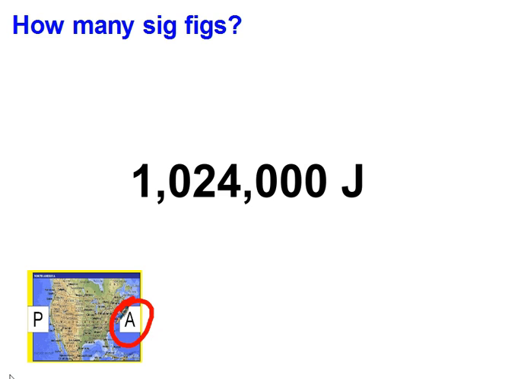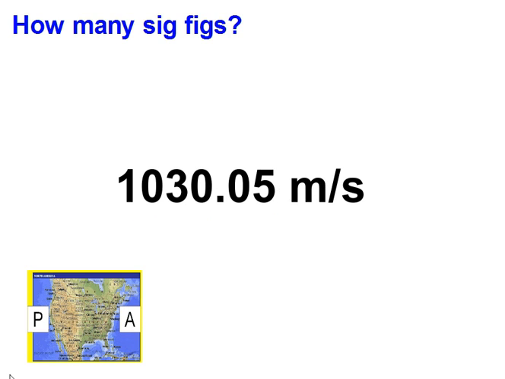Absent, no decimal point present, starting from the Atlantic, never with a 0. 1, 2, 3, 4. Decimal point present, starting at the Pacific, 1, 2, 3, 4, 5, 6 significant figures.